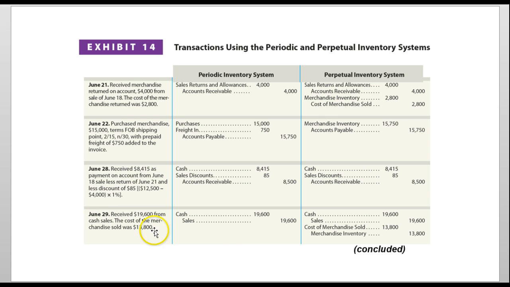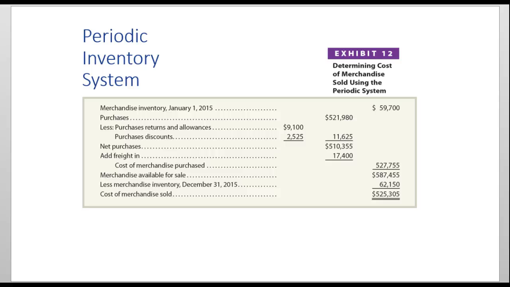On June 29th, we received $19,600 from cash sales at a cost of merchandise sold of $13,800. Well, if I'm using the periodic system, I don't want this last part here. I'm just going to do cash of $19,600 and sales of $19,600. So now you've gathered this information. What am I going to do with it? Well, at the end of the month, this is how this all lays out.